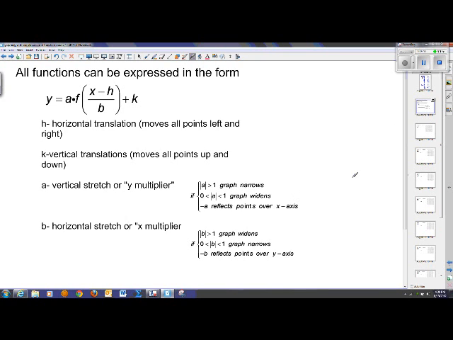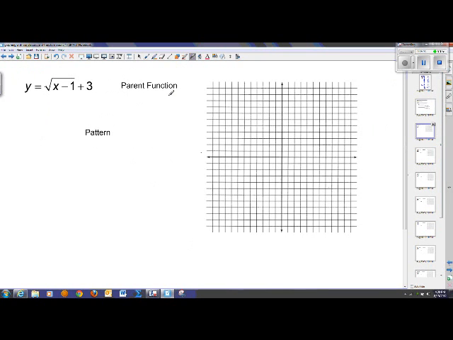All right, so let's do an example, and I'll apply all these rules as we go through. What we're going to start with is this function. Y is equal to the root of x minus 1 plus 3. Parent function in this case is root x. We have a pattern of root x that states if I have 4, 2 comes out, 1, 1 comes out, and 0, 0 comes out.